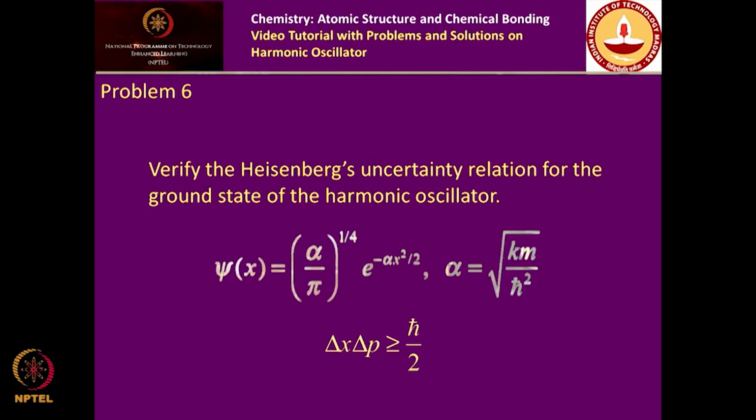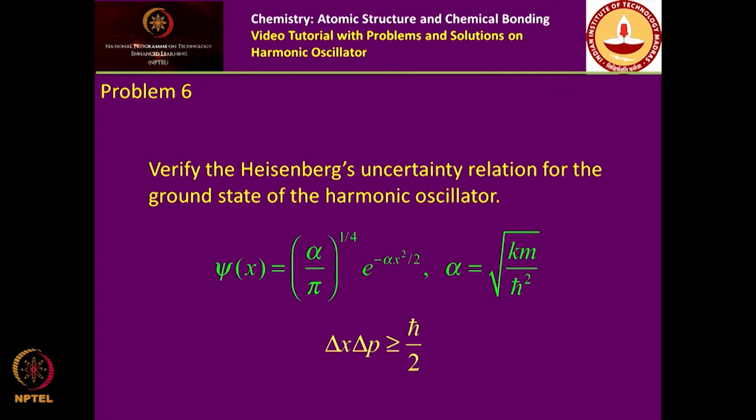Next problem. Verify the Heisenberg's uncertainty relation for the ground state of the harmonic oscillator. I have actually done all the elements of integration that you need for calculating this quantity, and therefore I will indicate to you, and you would find out that in this case delta x delta p is exactly equal to h bar by 2, and the ground state of the harmonic oscillator is also known as the minimum uncertainty state for the harmonic oscillator. I shall just quickly state that result, and the calculations can be done by you, as I have already done that in this tutorial.